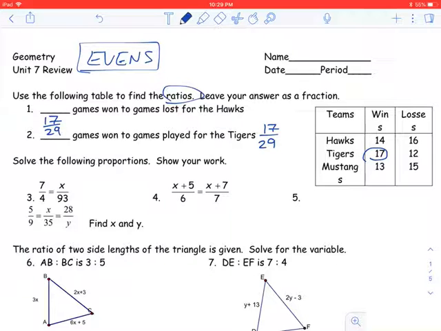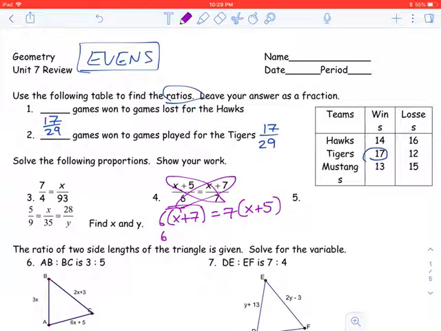Okay, so looking at number 4, it says solve the following proportion. So to solve any proportion, we need to cross multiply. 6 times x plus 7 equals 7 times x plus 5. So I distribute both of those. I get 6x plus 42 equals 7 times x. 7 times 5 is 35.